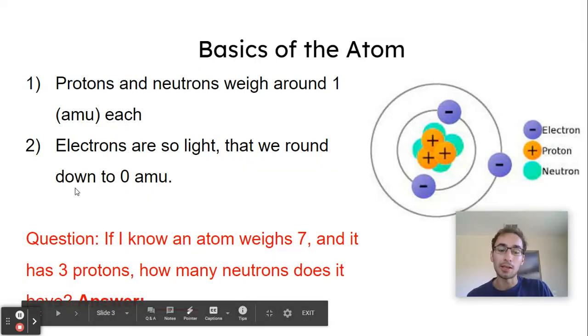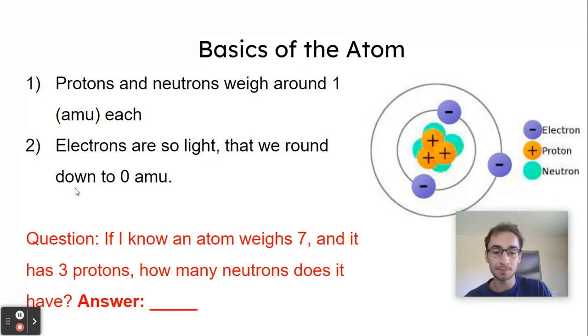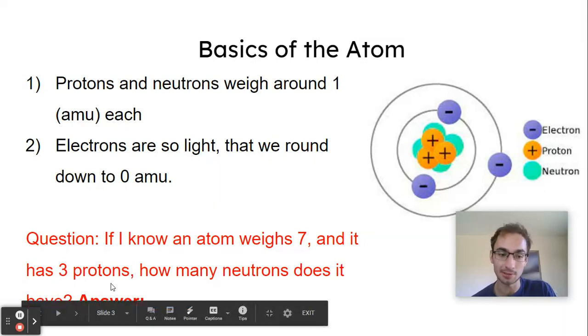If I know an atom weighs 7 and it has 3 protons, how many neutrons does it have? Try and think about it. If both protons and neutrons weigh 1 each, and an atom weighs 7 total, and 3 of the 7 are protons, how many neutrons does it have? I'll also give you one more hint. Look at the picture.